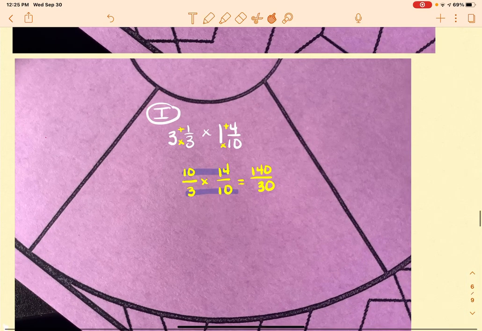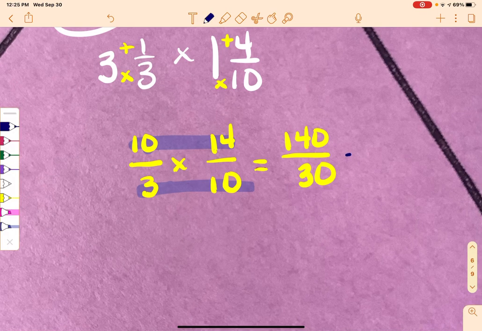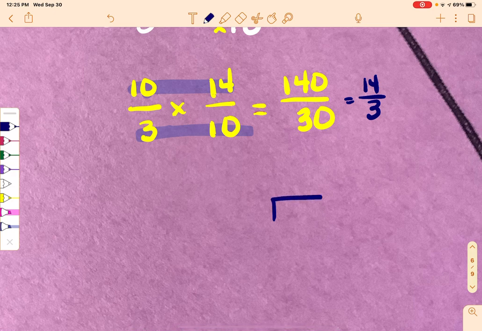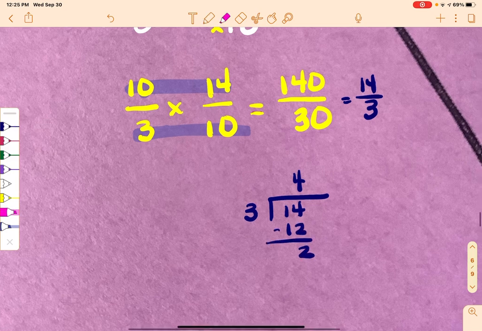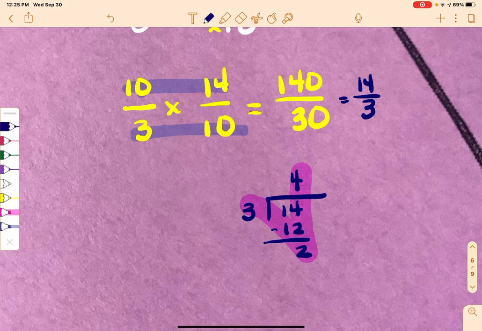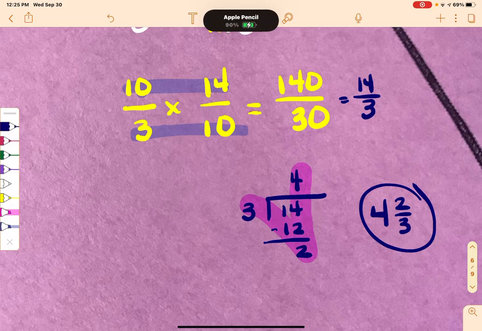Okay, hang on. I'm just trying to get it off. There we go. So this is 14 over 3. So 3 goes into 14 4 times, which is 12, and there's 2 left over. So it's 4 and 2/3. Okay, we're going to practice some more of these when we are back together.